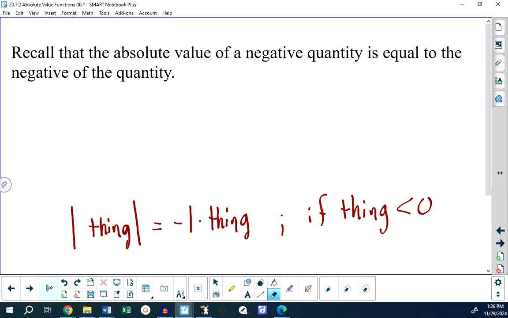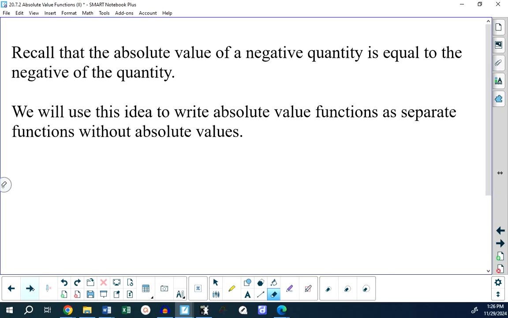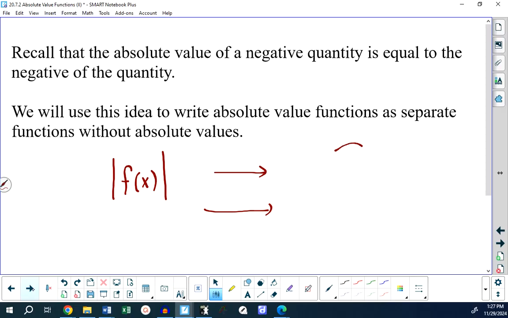Right? So, we're going to use this idea to write absolute value functions as separate functions without absolute value signs. What we're going to be doing is taking a function like the absolute value of f of x and writing it as two different functions, neither one of which has an absolute value. Okay? And when we do that, this is called piecewise. You're taking a function and you're writing it in piecewise fashion. You're writing it in pieces.